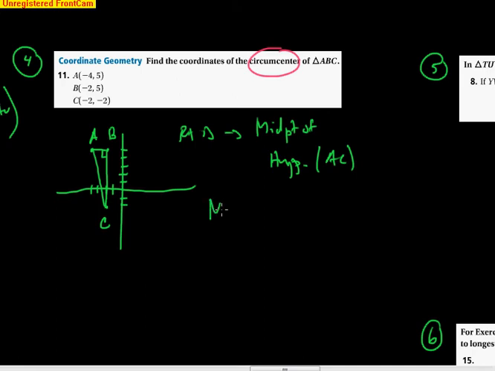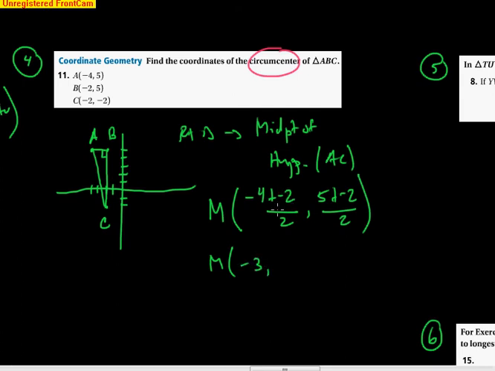So to find a midpoint, we take the x's and add them together. So the x's of A and C are -4 plus -2. And then we take the y's and add them together. 5 plus -2. -4 plus -2 is -6. -6 divided by 2 is -3. 5 plus -2 is 3. 3 divided by 2 is 1.5.